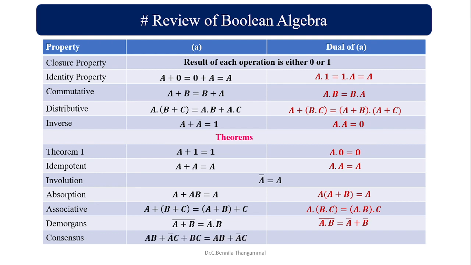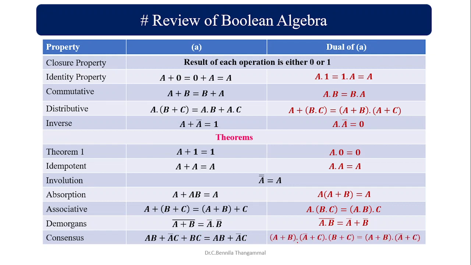Next is consensus theorem: ab plus a bar c plus bc. Here this a and a bar, the original and then the complement of it. If you remove these, the remaining literals are b and c. If this forms a separate term, you can remove this term. So this is ab plus a bar c. We will consider this bc as a redundant term.